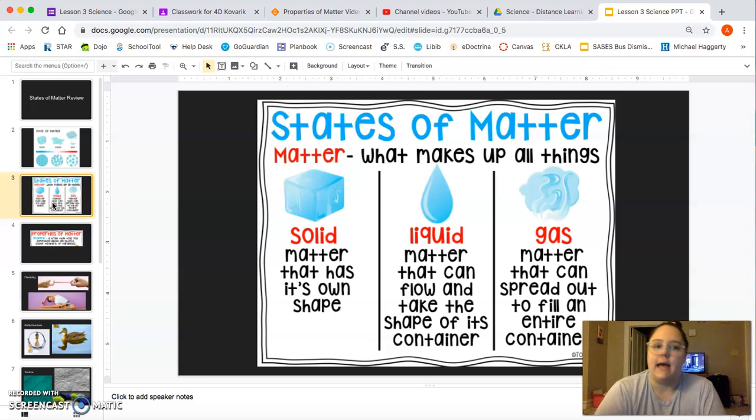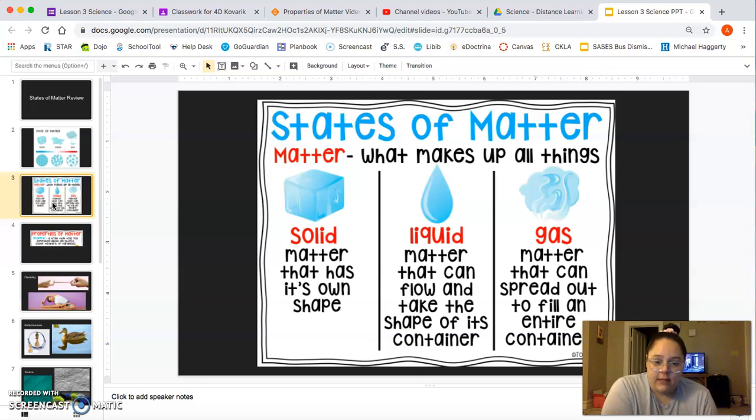So matter is anything that takes up space. Anything in the world that takes up space is a part of matter. Solid has its own shape, so that means it has a definite shape. The shape does not change unless we change it. And it has a definite volume. We can look at a solid, measure it, weigh it, and figure out how much space it's taking up.